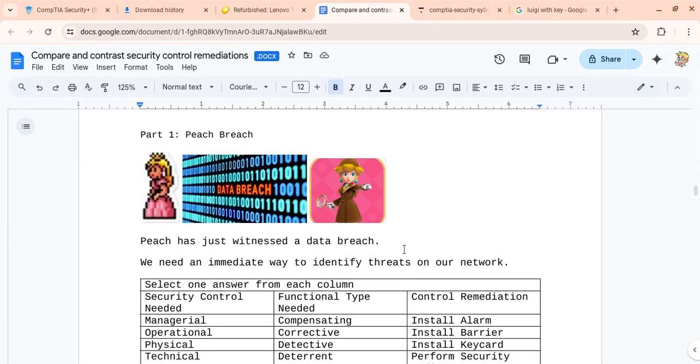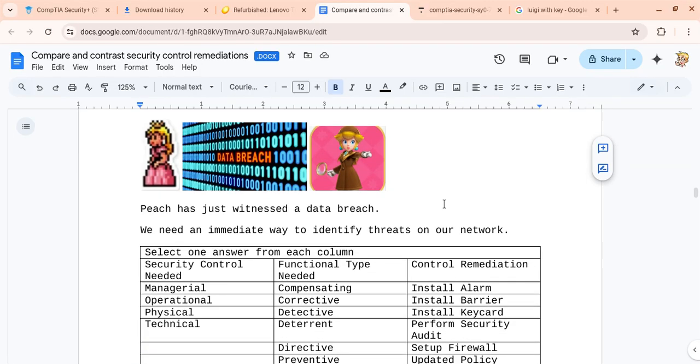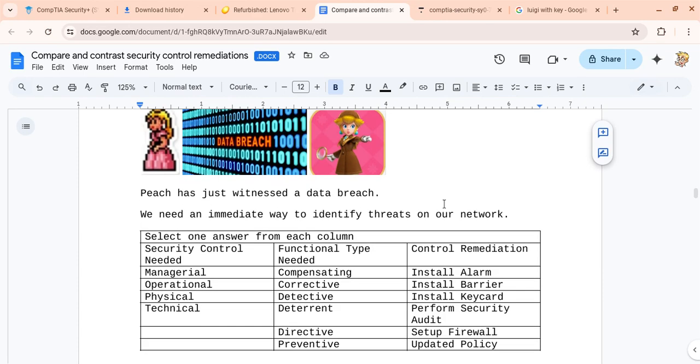Okay, part 1. Peach breach. Peach has just witnessed a data breach. Hey, that rhymes. I didn't intend that. We need an immediate way to identify threats on our network. Okay, so what was my study tip? Try to find words that were similar to the ones that we were talking about. Well, I've already found a word of what they're looking for. Here, we've got identify. That's going to really help us select the correct answer.